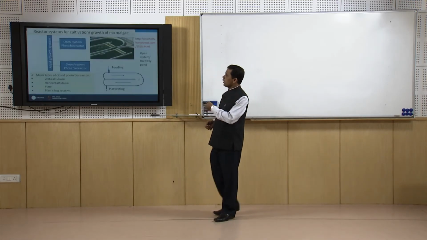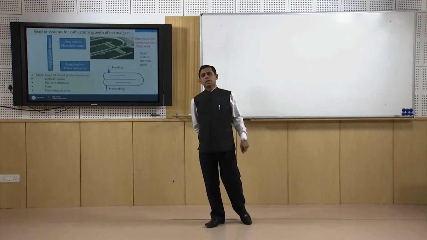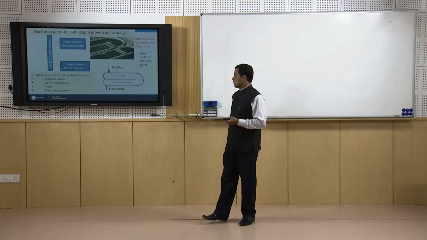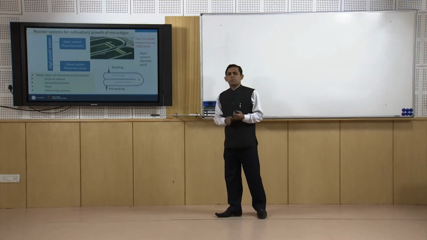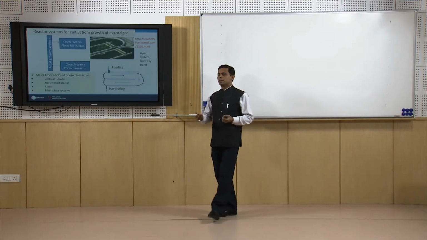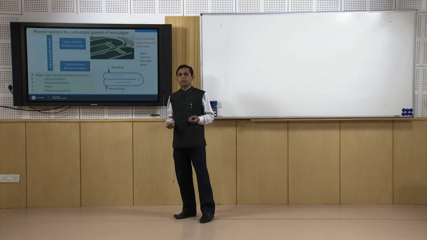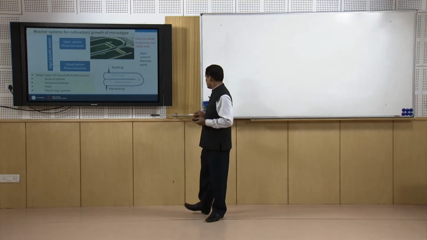So, at first we will see the different reactor systems which can be used for the production and growth of microalgal biomass. The most conventional one is the open pond. We can use some microalgal seeds in an open pond, and those will grow, and then we can collect it as shown here.